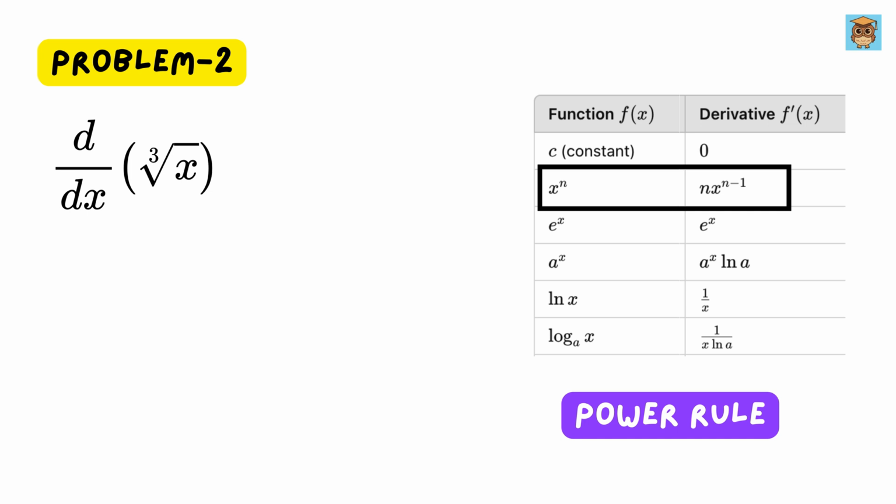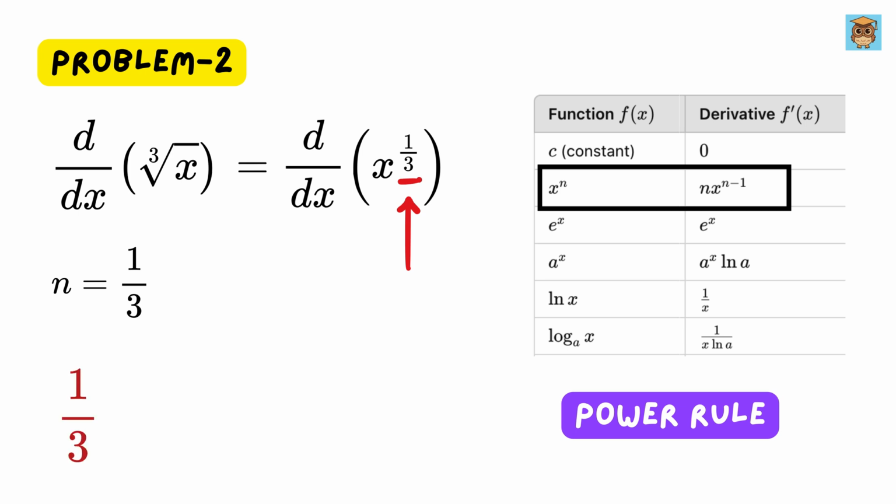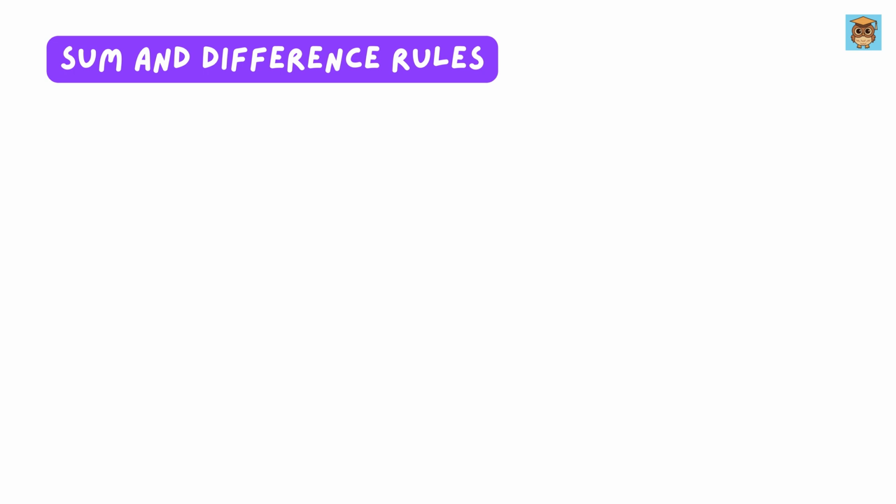Now find the derivative of the cube root of x. We can also write it as x raised to 1 over 3. Using the same power rule, we get n equals 1 over 3, and therefore the derivative is 1 over 3 times x raised to the power 1 over 3 minus 1, which is x raised to the power of minus 2 over 3.